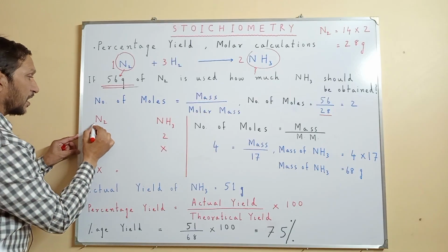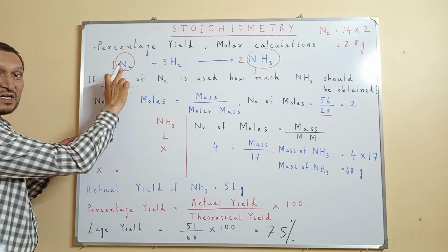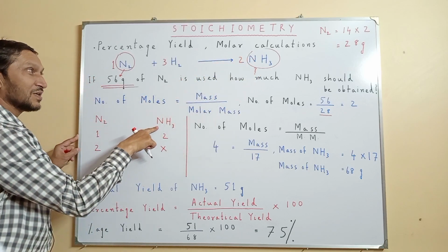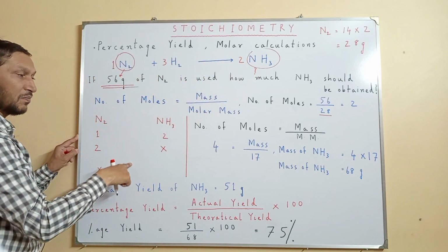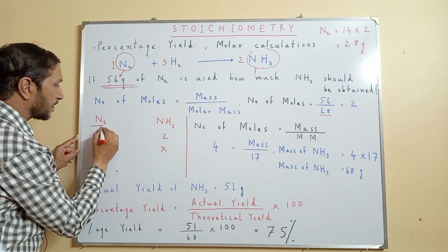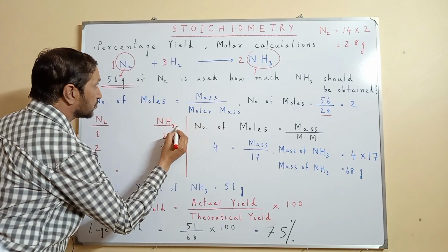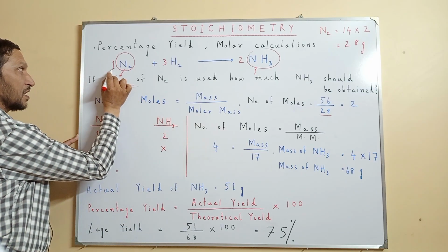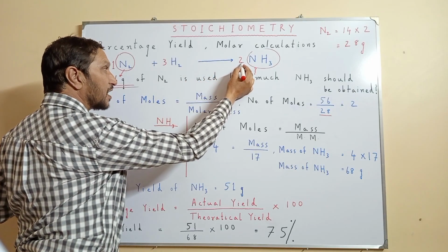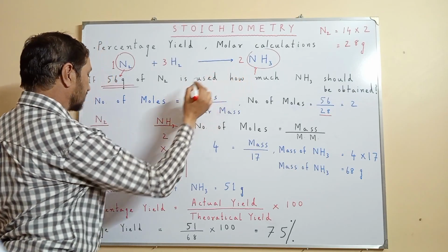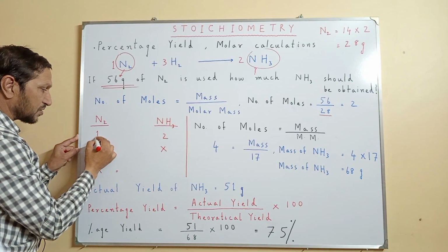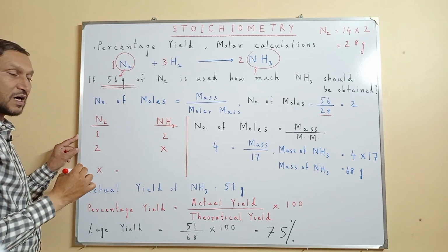In this situation, which two substances are we dealing with? Nitrogen and ammonia. So write down these two values separately, in the form of two columns. According to the balanced chemical equation, if 1 mole of nitrogen is used, how many moles of ammonia are produced? 2 moles. So 1 mole of nitrogen, we write here, produces 2 moles of ammonia.